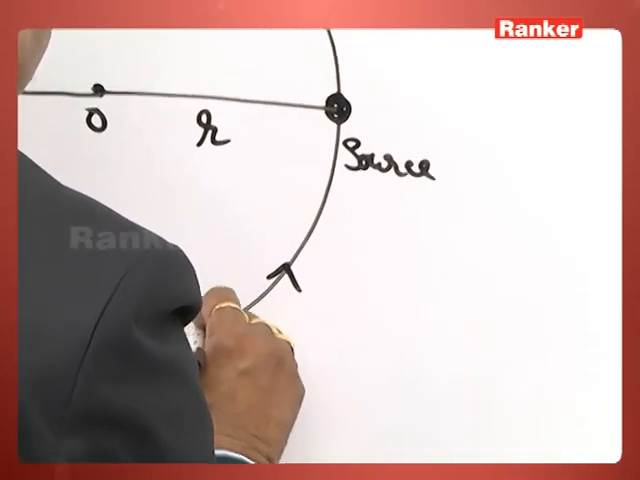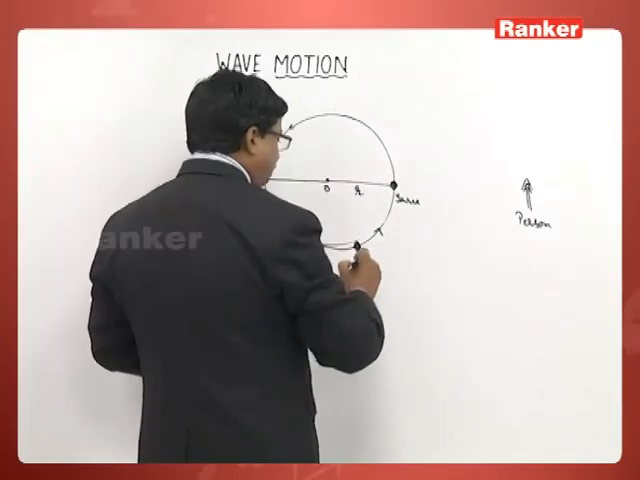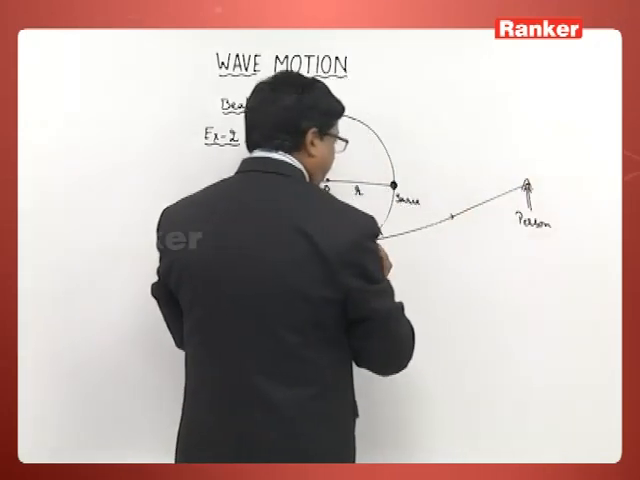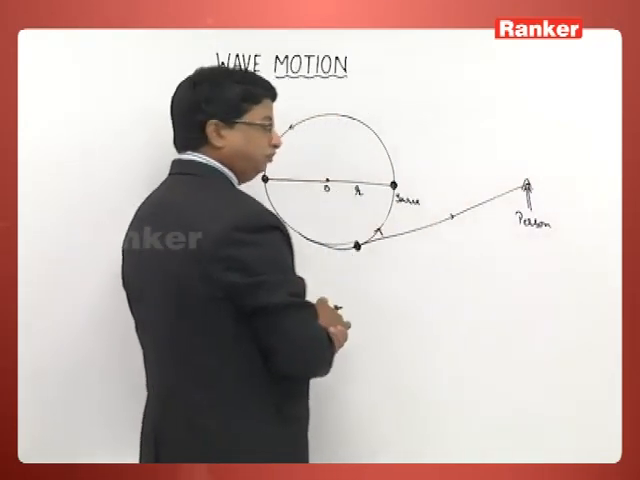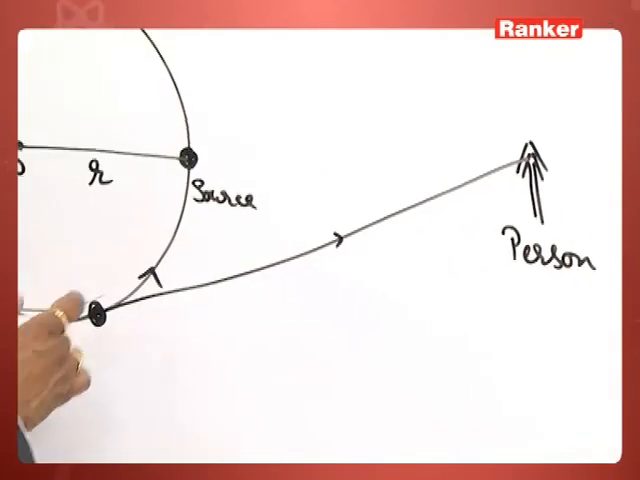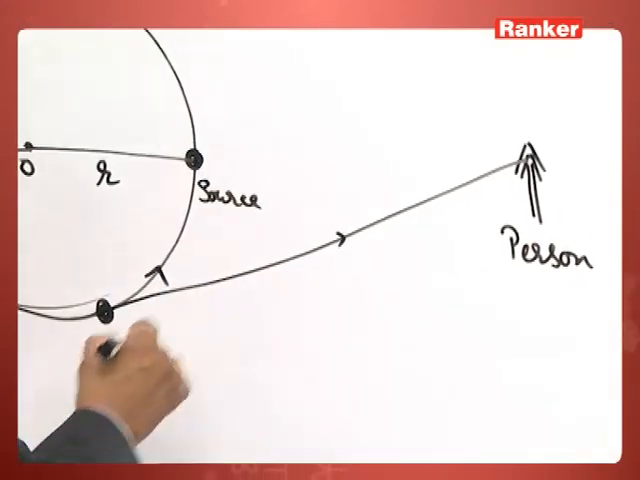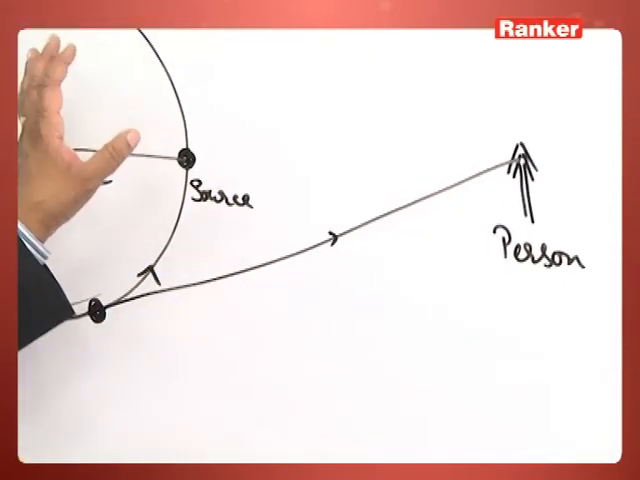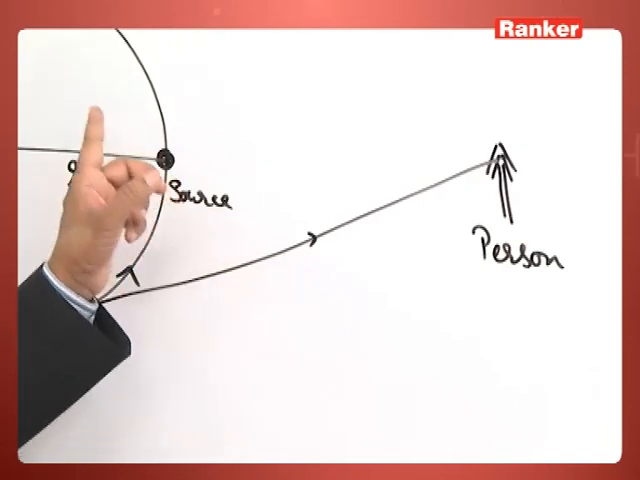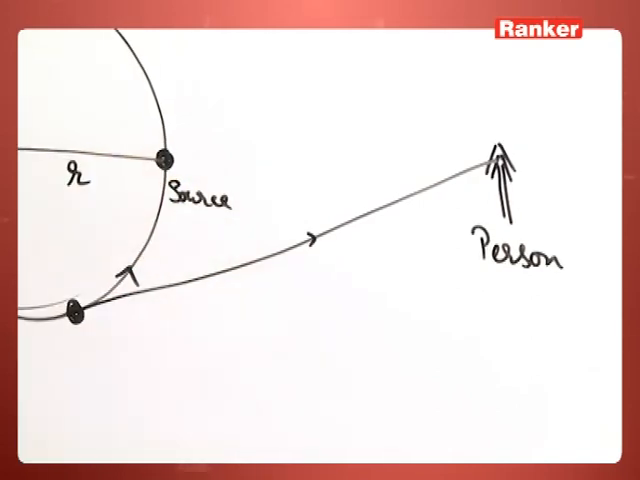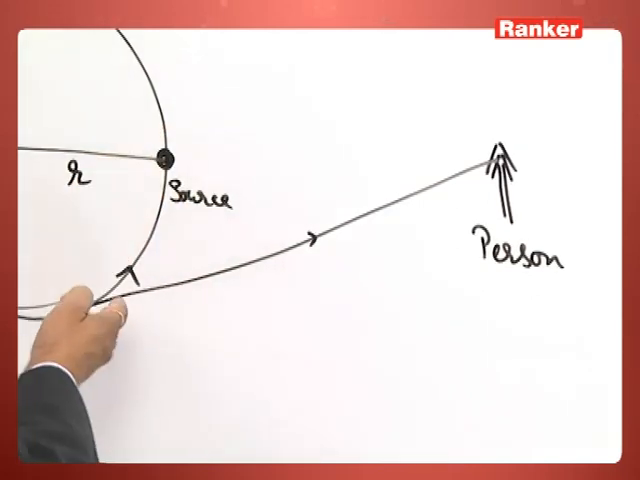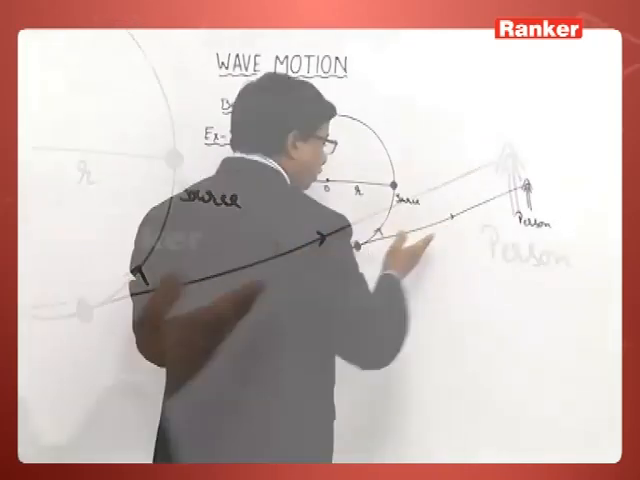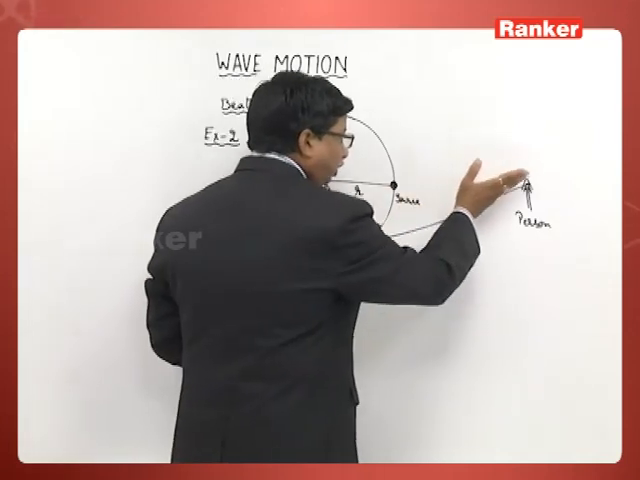What would be the case when it is being whirled in the anti-clockwise direction this way? When the source is here, the tangent drawn from this particular point reaches this person. That means when the source is here, he can hear a frequency more than the actual frequency of the source. So, when the source is here and the tangent is drawn, this refers to the direction in which sound reaches this person.